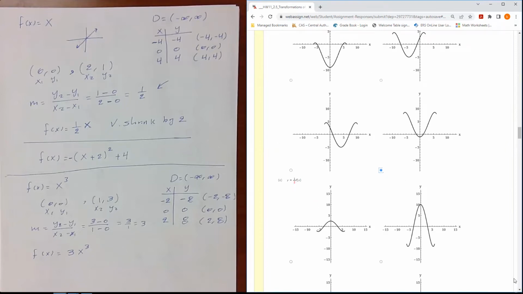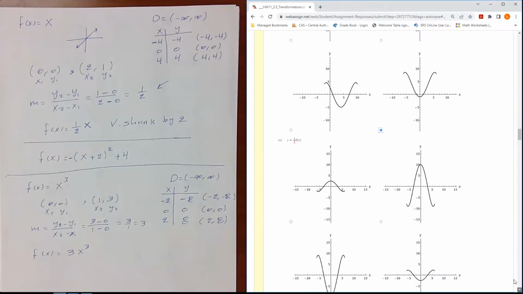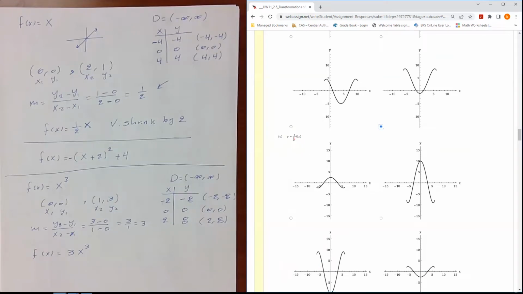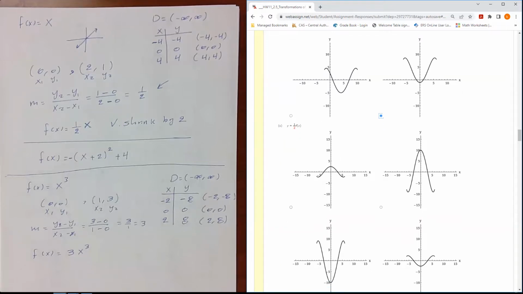Now 1 over 2 f of x. If it's 1 over 2, that means a vertical shrink. You're going to press on the graph from both sides, and you check. This is not a shrink, this is a vertical shrink. That's what we're looking for, a vertical shrink. You press on the graph from the top and the bottom. This is not a vertical shrink, it's a vertical stretch. This is reflect, reflect, so you're going to choose this one.